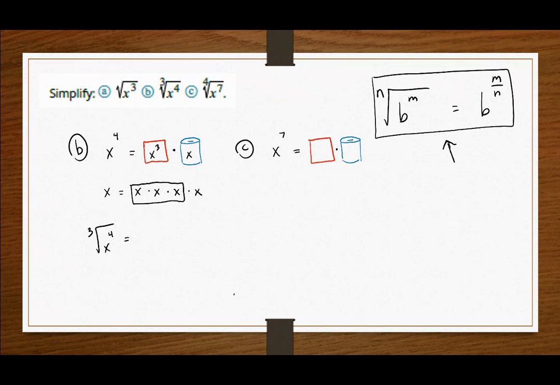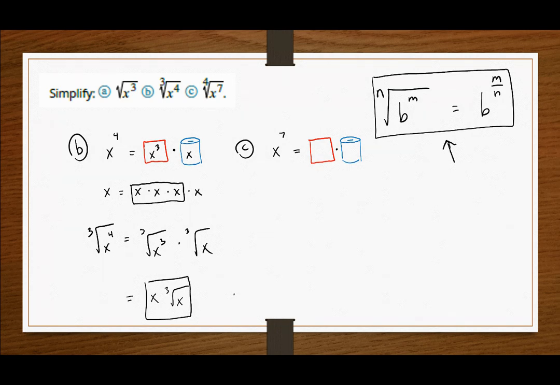So the cube root of x to the fourth becomes the cube root of x to the third times the cube root of x, where we can use our definition of the root to answer the first question. What raised to the third power gives me x to the third? So the exponent and radical here match. They'll cancel each other out, leaving me with x times the cube root of x for the solution.